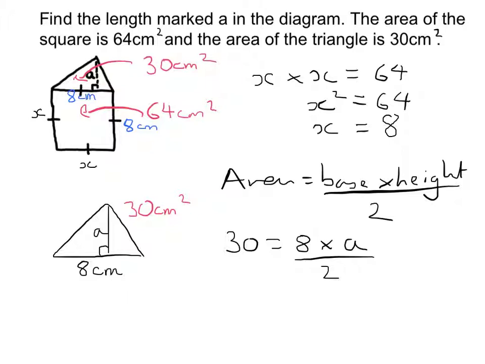First thing to do is to times both sides by 2, giving me 60 equals 8 times A. And finally, to find out A, I do 60 divided by 8. My calculator here gives me 7.5. So the missing length A is 7.5 centimeters.